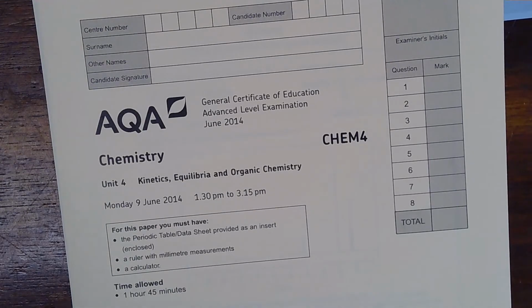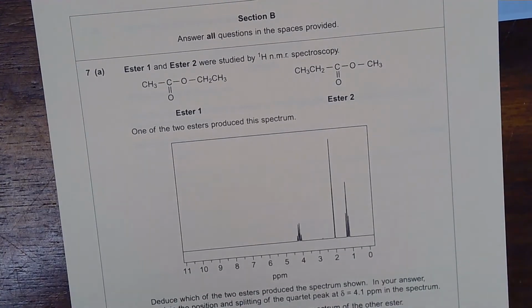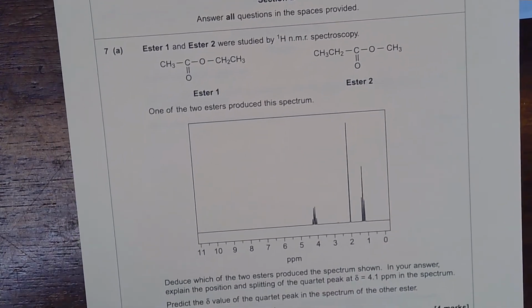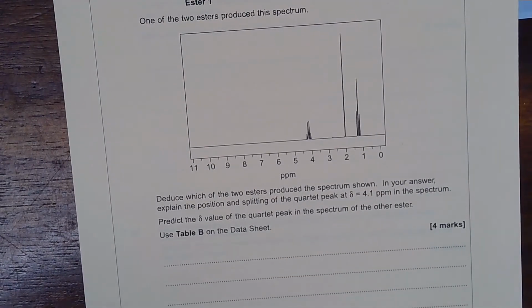This is a video that looks at the AQA A-level chemistry paper, Unit 4 from June 2014, Kinetics, Equilibria and Organic Chemistry, and looks at question 7, which is an organic question. Two esters have got a proton NMR spectrum. The two esters, it says, deduce which of the two esters produces the spectrum shown.